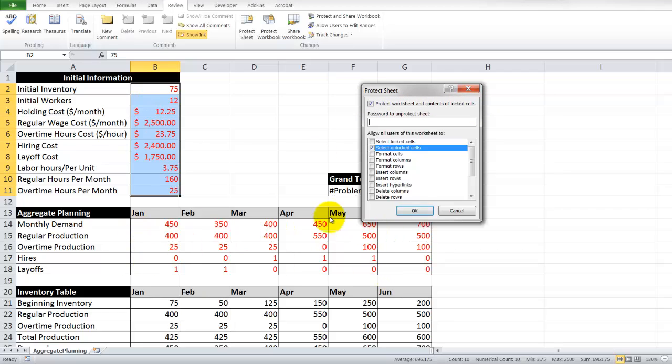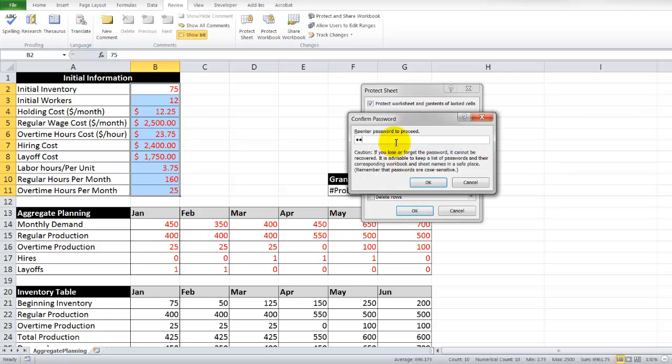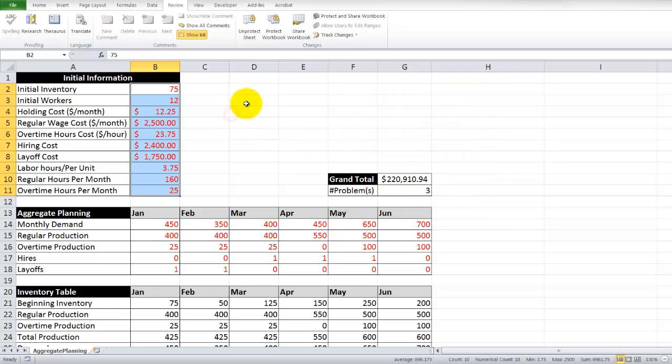So the red cells are no longer locked, and actually I'm going to allow my users to select unlocked cells. For this purpose, I'm actually going to password protect it too: OUMBA, all lowercase. Let's hit equals and go back, OUMBA, and hit equals. So now if you notice, I can't click on anything in the sheet except for anything in red that I've highlighted. So if I click on this formula for grand total, I can't. I've locked that and I've protected it.